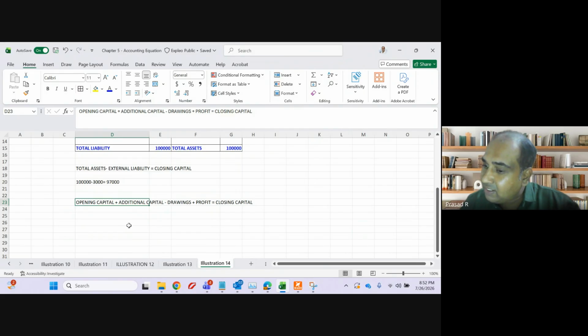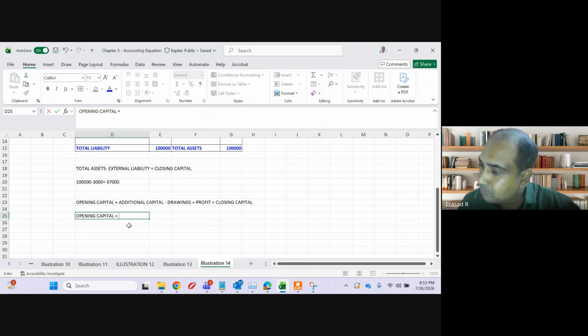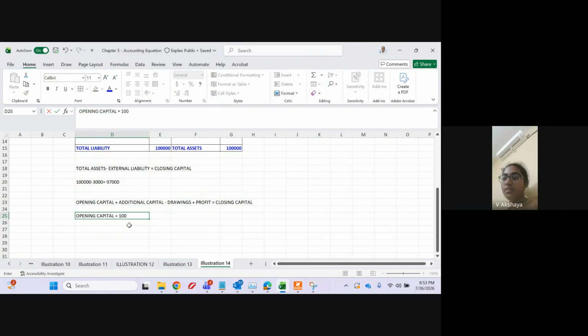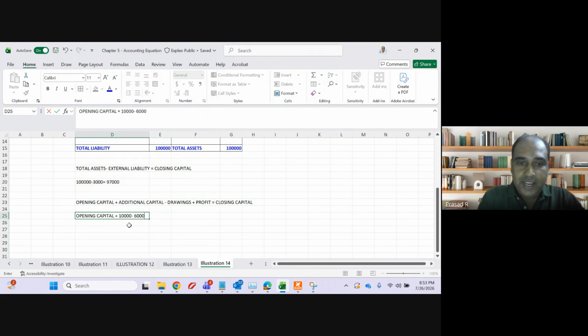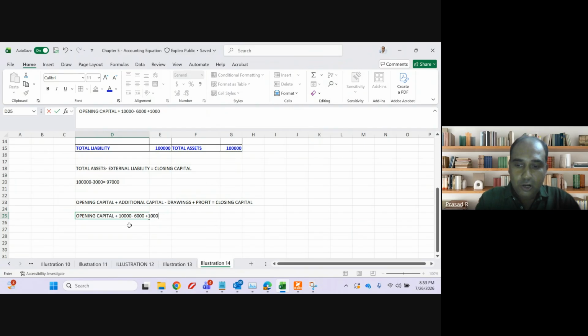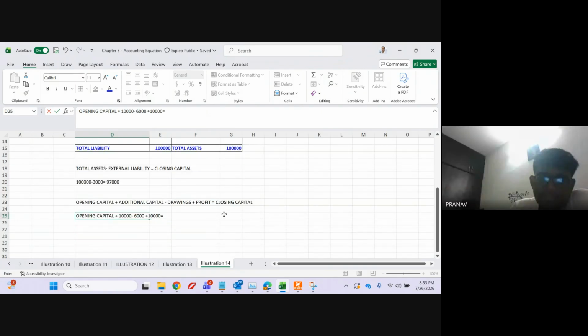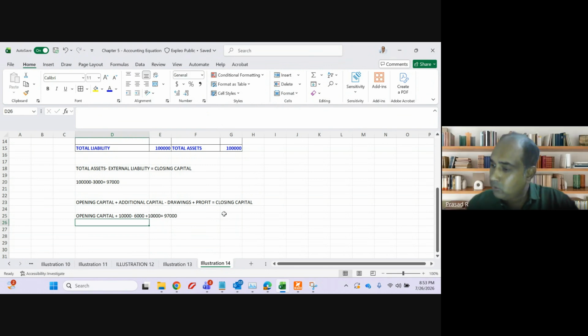During the year, the proprietor has introduced additional capital of 10,000. So I don't know opening capital. Opening capital is not known. Plus additional capital is 10,000. Minus drawings is 6,000. Profit is how much? 10,000. And this is my closing capital. My closing capital I already found out, 97,000. Can I get opening capital now?